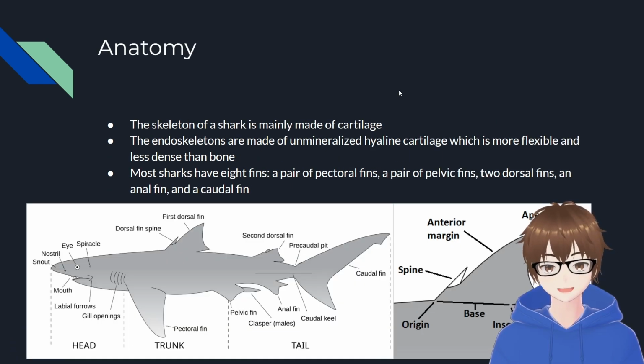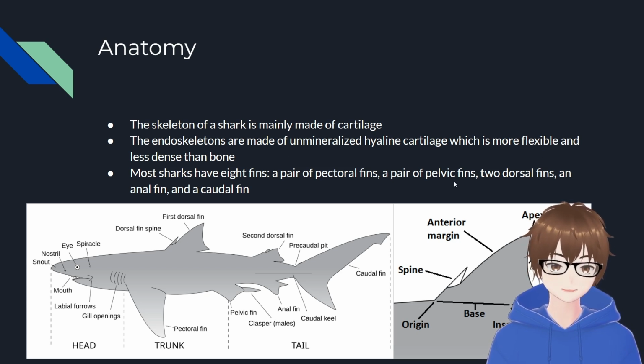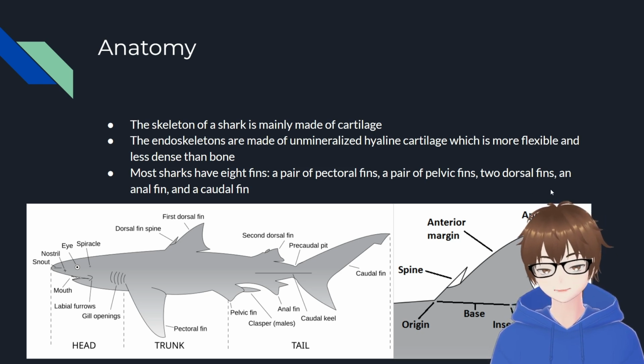So, the anatomy of sharks. Again, a shark's skeleton is mainly made of cartilage. I'm pretty sure most people knew that, so they don't really have bones. The endoskeletons are made of unmineralized hyaline cartilage, which is more flexible and less dense than bone. And then most sharks have 8 fins: a pair of pectoral fins, a pair of pelvic fins, 2 dorsal fins, an anal fin, and a caudal fin.